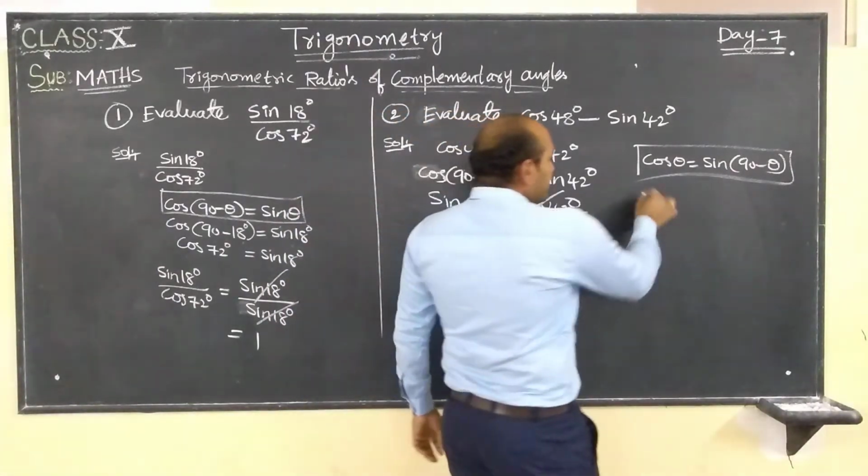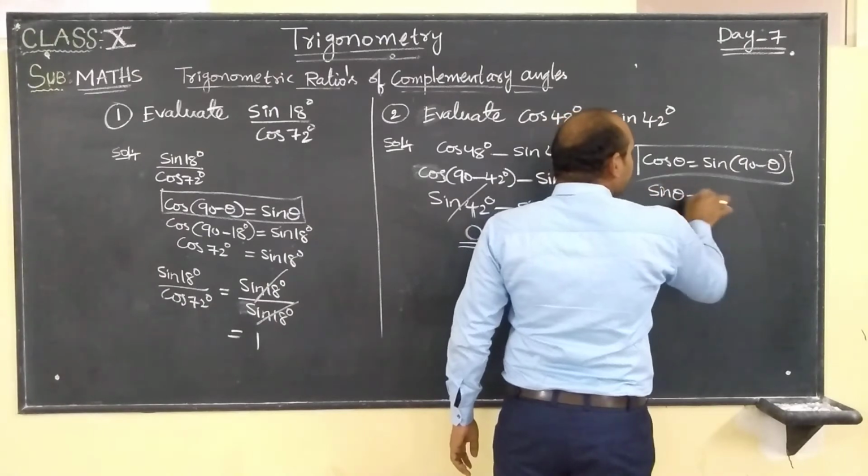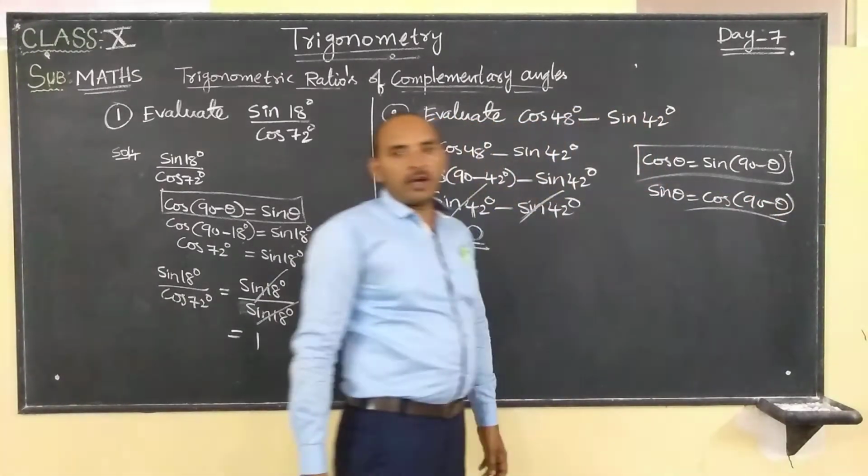So you can write cos theta is equal to sin of 90 minus theta, or you can write sin theta is equal to cos of 90 minus theta. Any one formula.